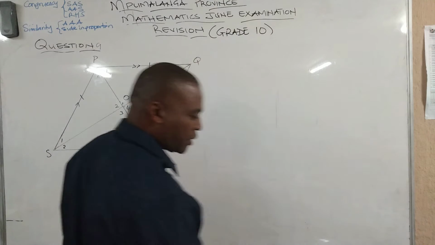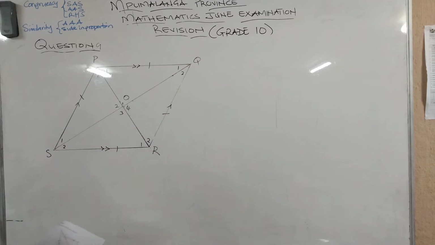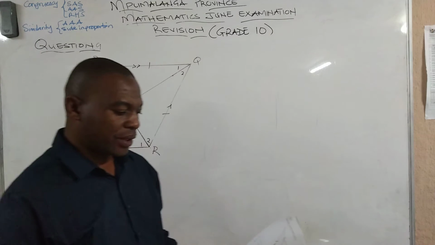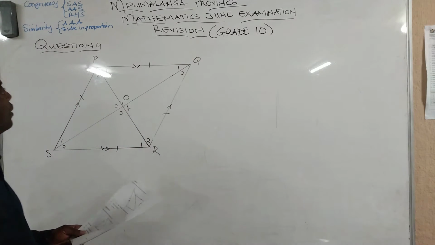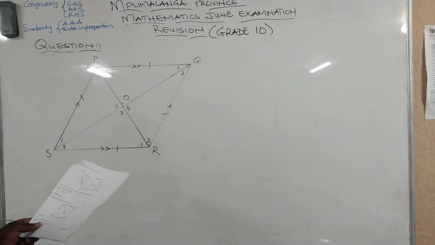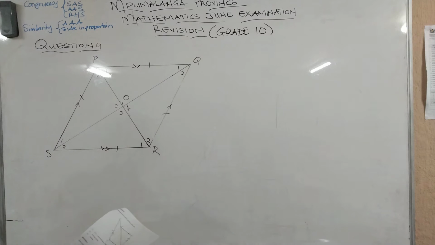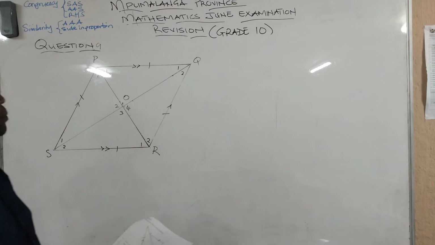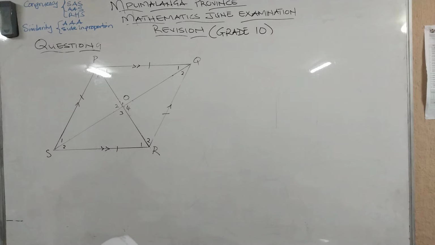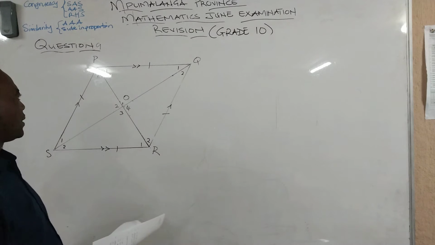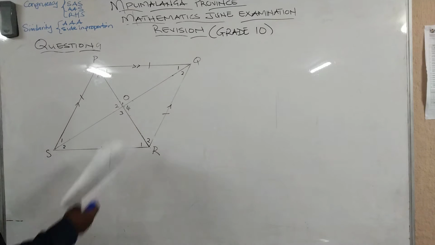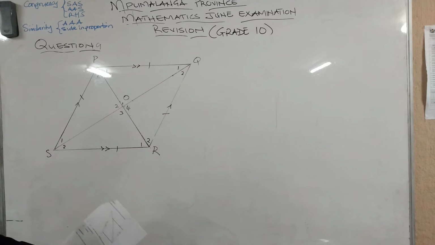Alright, let's look at the last question, which is still under Euclidean geometry in grade 10. We are given that PQ is parallel to SR and PS is parallel to QR, and also that PS is equal to PQ is equal to QR is equal to SR. That definitely you should know is a rhombus.